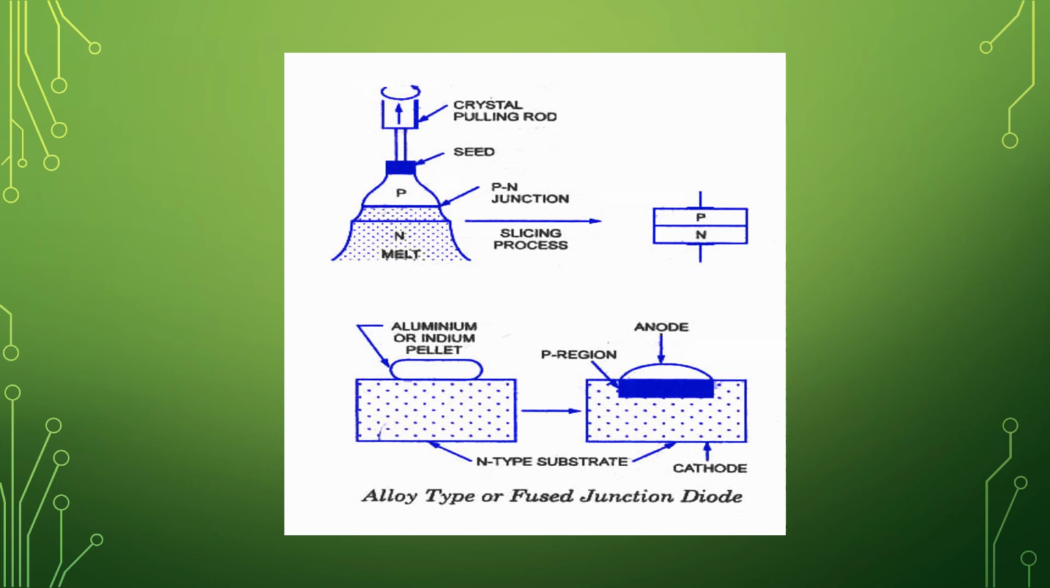If you look at this figure, here comes the crystal pulling rod, here is the seed, and this is the PN junction.